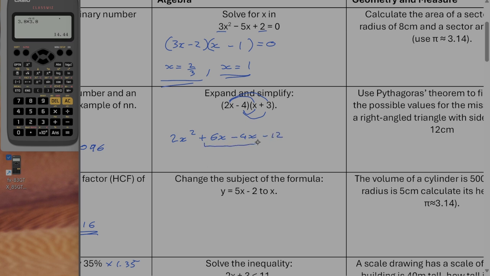Middle two terms can then be simplified. So I'm just checking that I've done that right. 2x squared plus 6x minus 4x and then minus 12. Yeah. So that's going to be simplified then. 2x squared plus 2x minus 12.